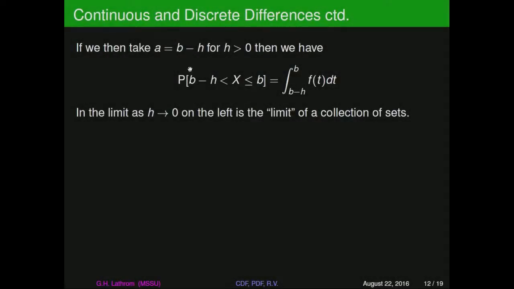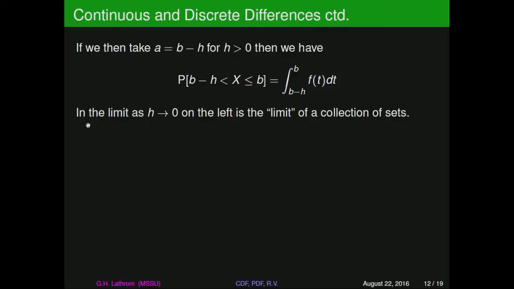Alright, so now we're going to make a substitution. I'm going to let h be some small positive number, and I'm going to take a to be equal to b minus h. So I'm moving slightly to the left of b. And so what happens when I make that substitution? Well, my probability that b minus h is strictly less than capital X is less than or equal to b is going to be this integral from b minus h up to b of f of t dt.